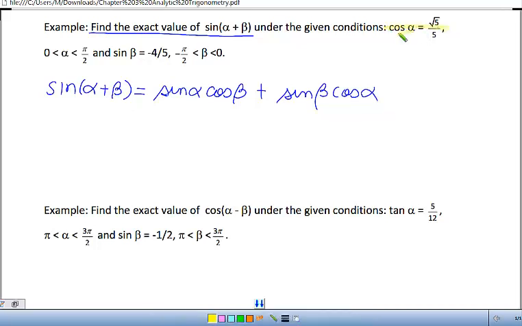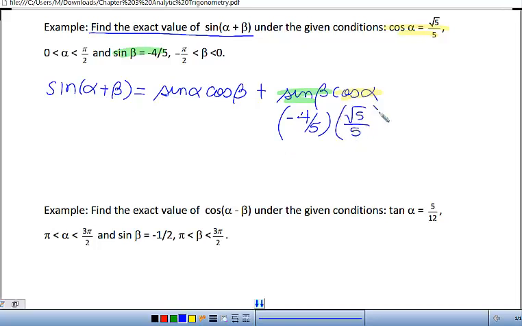Okay, and so some of this information we're actually given. We were given that cosine of alpha is root 5 over 5, and we were also given that sine beta is minus 4/5. So we'll go ahead and plug that information in. And cosine alpha is square root 5 over 5. All right, but that still leaves for us to find sine alpha and cosine beta. So what I'm going to do is draw triangles in the correct quadrants to help me find that information.